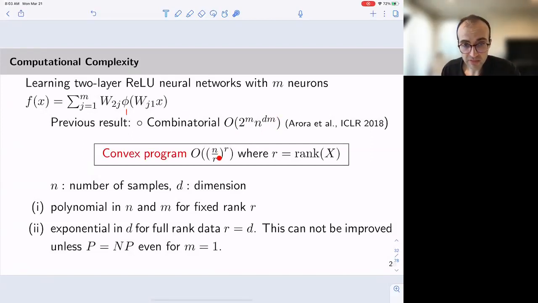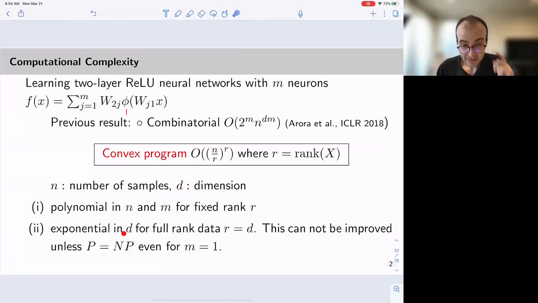The convex program in comparison does the same job. It globally optimizes the neural network in complexity order N divided by R to power R, where R is the rank of your data matrix. Okay, now this is interesting because we have to be careful not to break down complexity theory. If N is the number of samples and D is the dimension, the complexity is going to be polynomial in N if R is a constant, right? So if you have a data matrix with fixed rank R and the rank is constant, this is a fully polynomial time algorithm. And this includes a fixed dimension. If you fix the dimension, it will be a polynomial time algorithm.